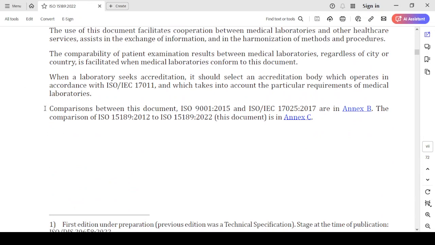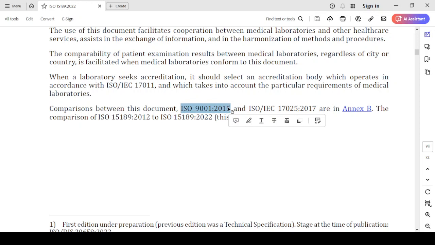The last paragraph on this page talks about the two mother standards. Sorry, the mother and the father standard. I always want to call 9001 the mother standard. I'm sorry for the ladies. Okay, please don't get triggered by that statement.